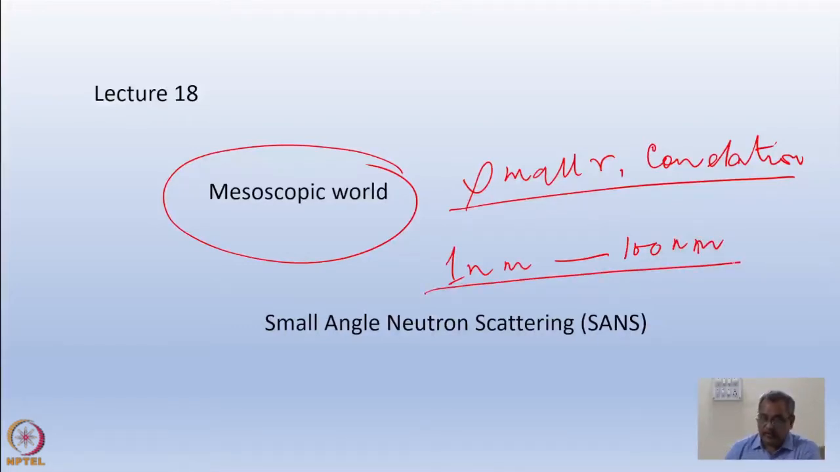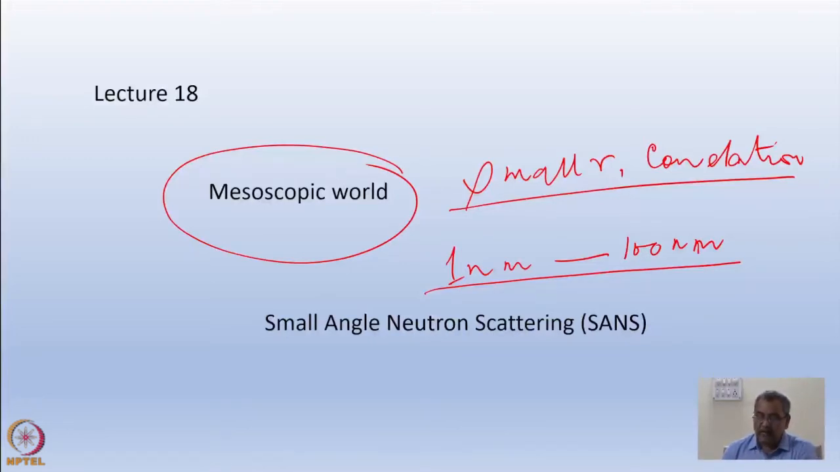There is a lot of interest to understand structure at this length scale. Mostly people talk about inhomogeneities. I'll come to it when I deal with specific examples. And this is done by small angle neutron scattering.